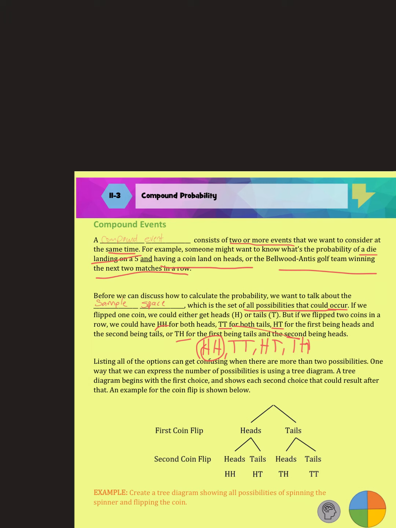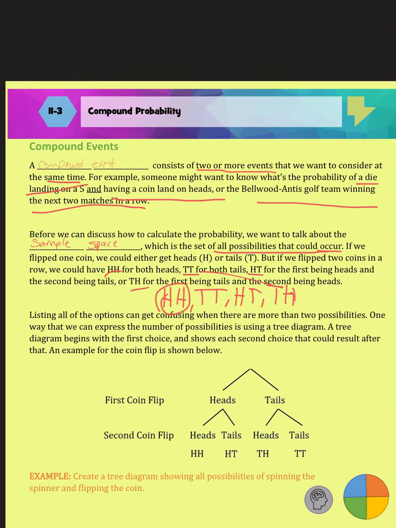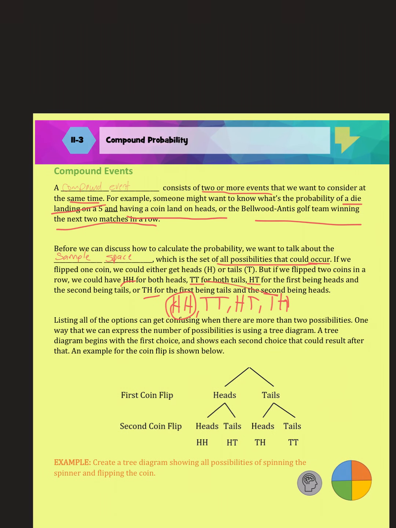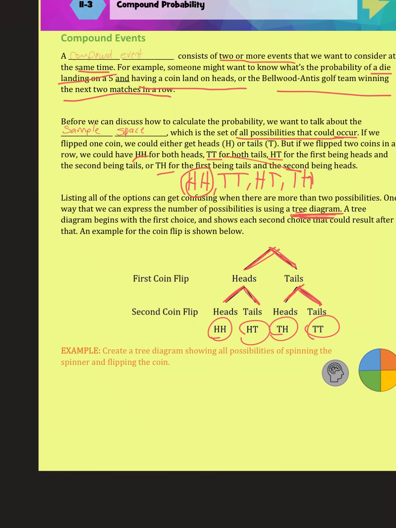Listing all of the options, though, can kind of get pretty confusing when there's more than 2 possibilities. One way we can express all of those different possibilities is by creating a tree diagram. A tree diagram shows the first choice kind of like here. It's like there's heads or there's tails. And then I could get heads and then heads again, or I could get heads and then tails. I could get tails and then heads, or I could get tails and then tails. And then at the end of each tree diagram, you'd list all of your different possibilities, all the different paths that led there.